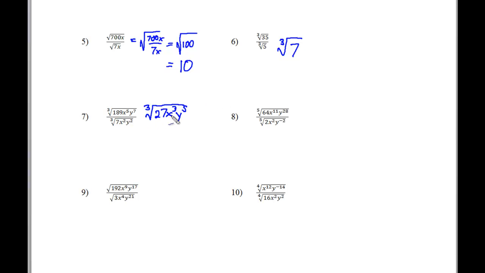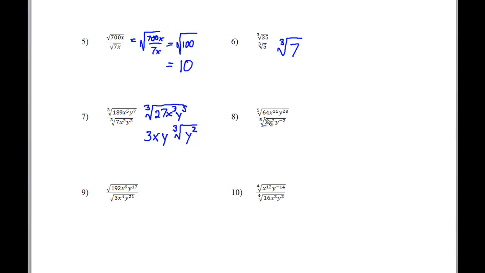Now let's go and simplify this. The cubic root of 27 is going to be 3. The cubic root of x cubed, 3 goes into 3 once, so that leaves me with an x. And 5 does not divide 3 evenly, but 3 divided by 3 very evenly, leaving me with 2 y's left over in my cubic root. And there's my answer there.